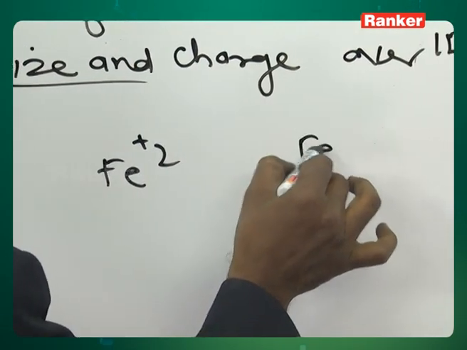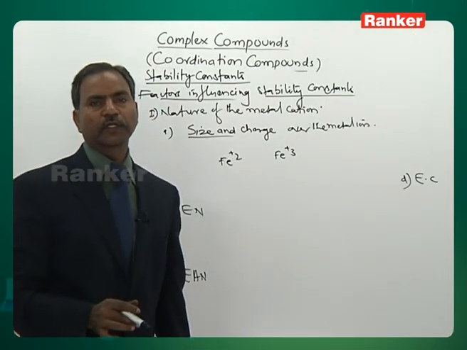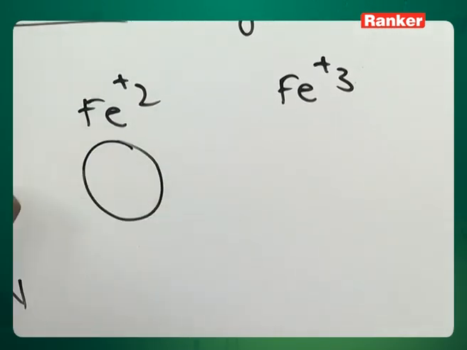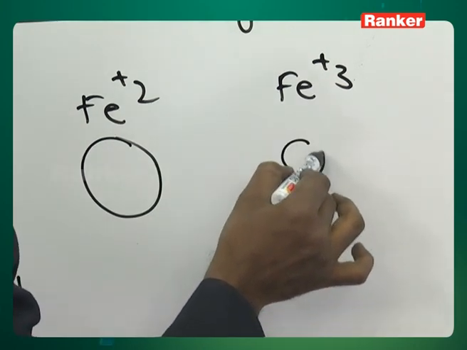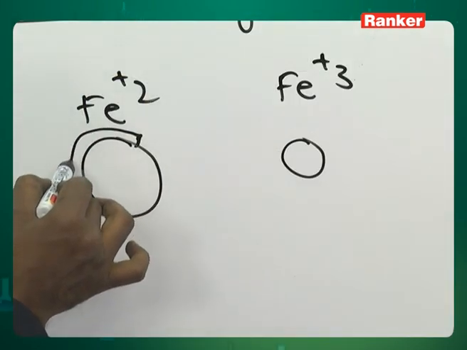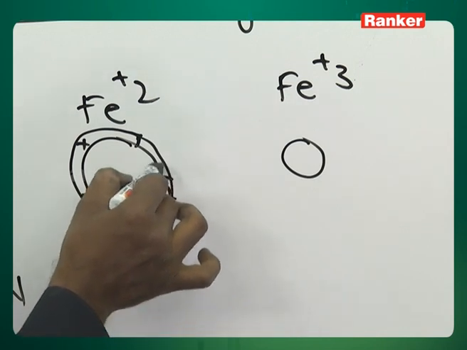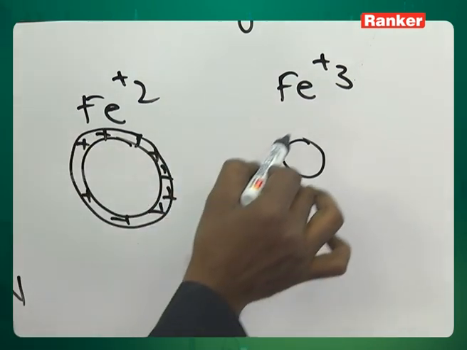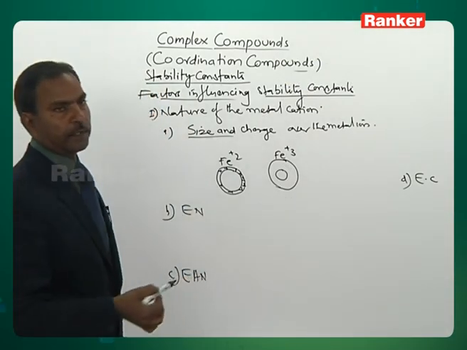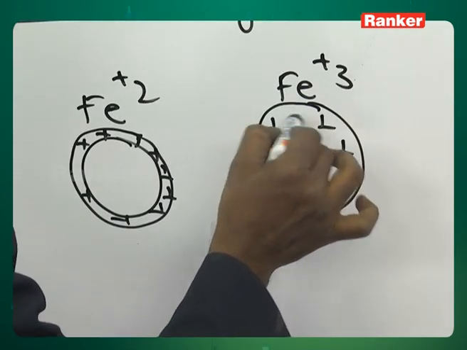Consider Fe plus 2 and Fe plus 3. You can easily say Fe plus 3 is smaller in comparison to Fe plus 2. Let me write: this is much bigger and this is a little smaller. Moreover, it is carrying plus 2 charge, so the charge density around it is thin. But Fe plus 3 is smaller in size, possessing greater charge density. The charge density around it is very high.